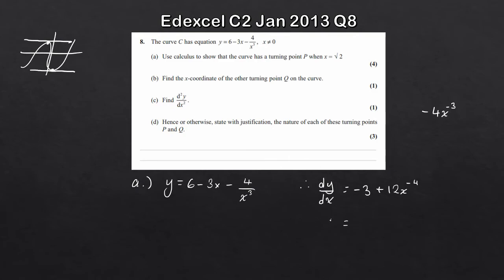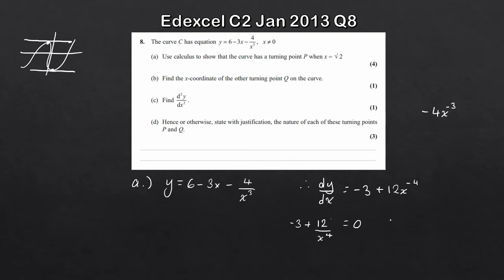So, I'll write it on this side actually. So, minus 3 plus 12, I'm going to write this as 12 over x to the 4, is equal to 0. So there's two ways you could do this. You could set 12 over x to the 4 equal to 3 and then just solve. Or another way I could do it would be to use x is root 2 and then sub it in there. Both methods are fine. So if you do 12 divided by root 2 to the power of 4, that gives you 3, and then you'd subtract 3. That will give you 0. So that's one way to do it.